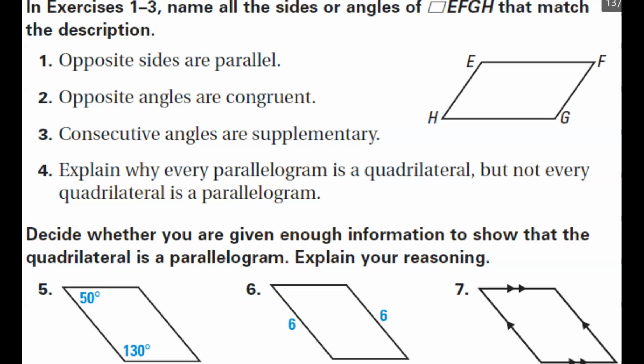In the exercises, name all sides or angles of EFGH that match the description. Opposite sides are parallel. That would mean side EH is parallel to FG. We also have that EF is parallel to HG.